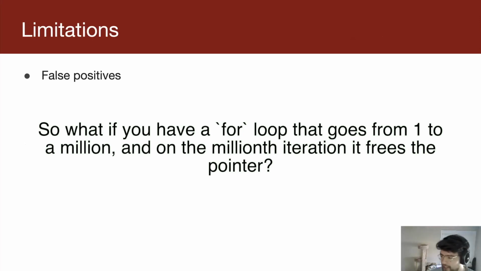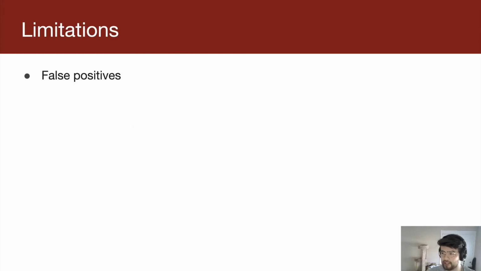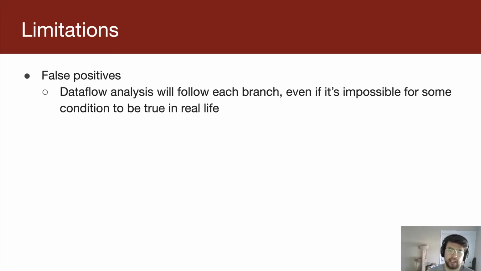Hold that thought. That's a really good thought. Turns out the technique does not work so great with loops, particularly loops with very large bounds. Okay, so some limitations. You can get some false positives out of this. The data flow analysis is going to go through every single branch of your program, even if it's not actually possible for some condition to be true in real life. Usually it's some combination of variables. You're like, if this is true and this is true, but actually it's not possible to get there. And it'll be like, hey, you have a problem here. And you look at the code and you're like, yeah, but that could never happen. That's impossible.